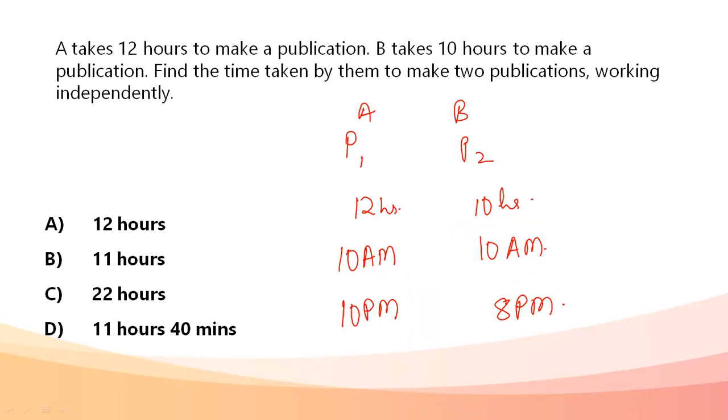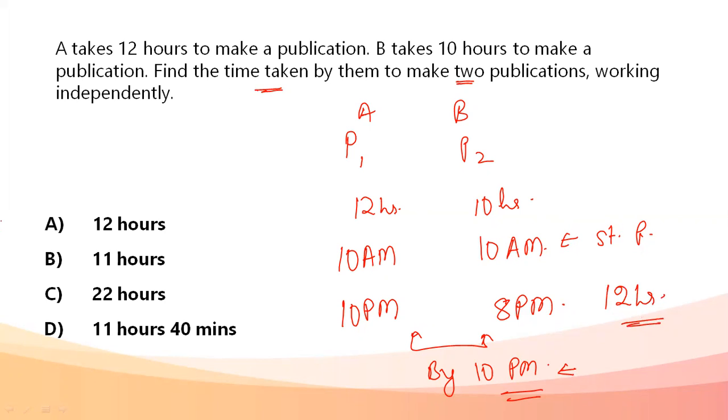So find the time taken by them to make two publications working independently. With this, I can always conclude that by 10 p.m., both of them had done their work. The starting point for both of them was 10 a.m. only. By 10 p.m., both of them had completed the work. So actually, the time taken by them to make two publications was just 12 hours. It is not 12 hours of the first and 10 hours of the second. No. The time taken by them to make two publications is 12 hours.